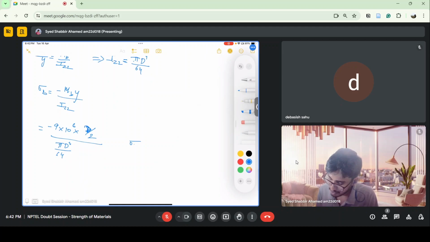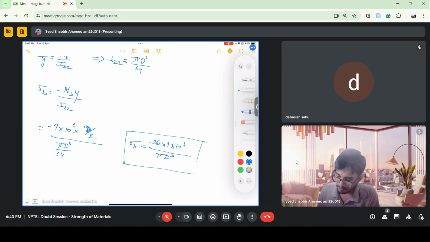So if I do this, I'll get sigma b is equal to minus 32 into 9 into 10 to the power of 6 by pi d cubed. This is the bending stress we get using the bending formula.